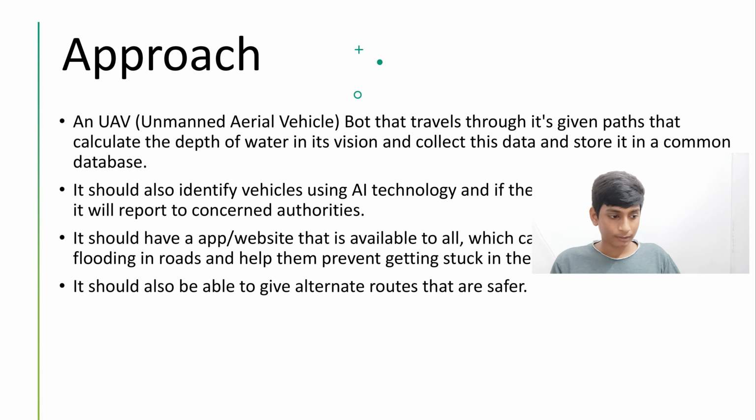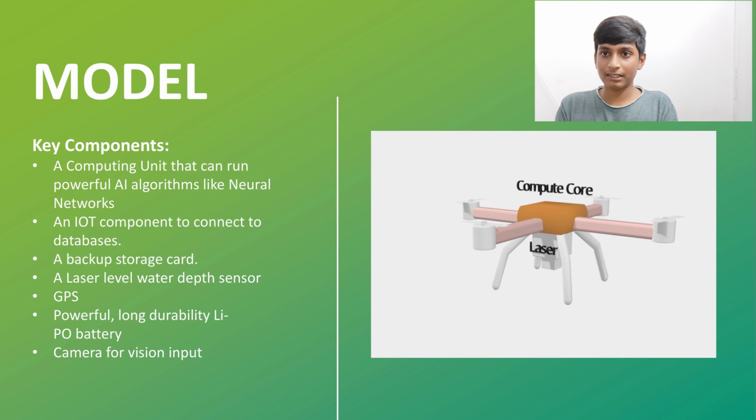Now, there's a model that I have in mind. It has to have a good processing unit because it will have to run a lot of complex AI algorithms, and it should be powerful enough to have those capabilities. And also it should have an internet module so it can connect to the outside internet. It can sync its data with the global data so that everyone can access this data that is in this drone.